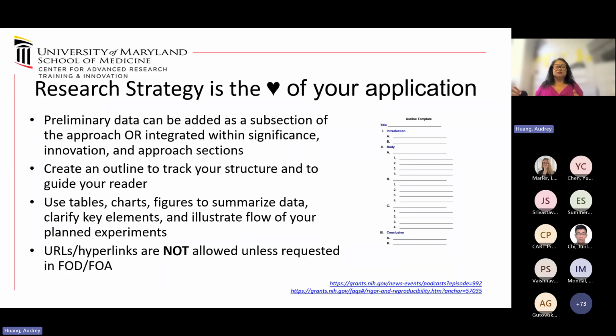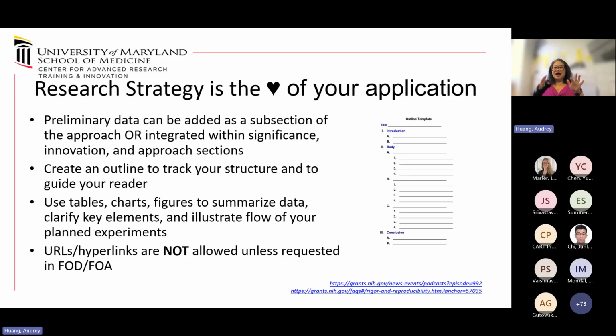So do add the preliminary data, because that bolsters the evidence that what you're proposing will work. You can add it as a preliminary data subsection before you write the approach, but it cuts into the page limits anyway. It takes up space. So you can tell them all the preliminary data at once and then write the approach, or you can work in the preliminary data as it relates to each aim as you're describing it in the approach.